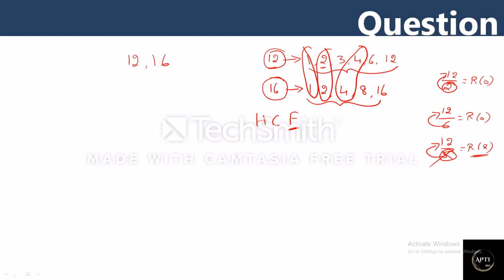Now, what is in the question? H indicates highest. Here we have several common numbers in the two values, but what we need to find is the highest. Out of the common factors 1, 2, 4, the highest common factor is 4. So the highest common factor of 12 and 16 is 4.